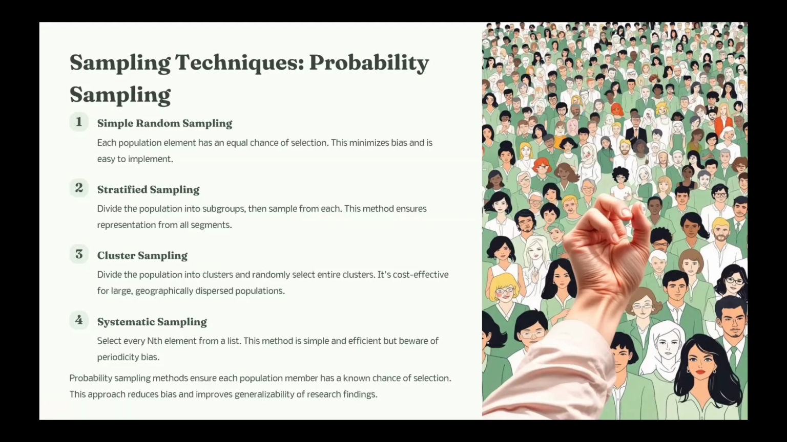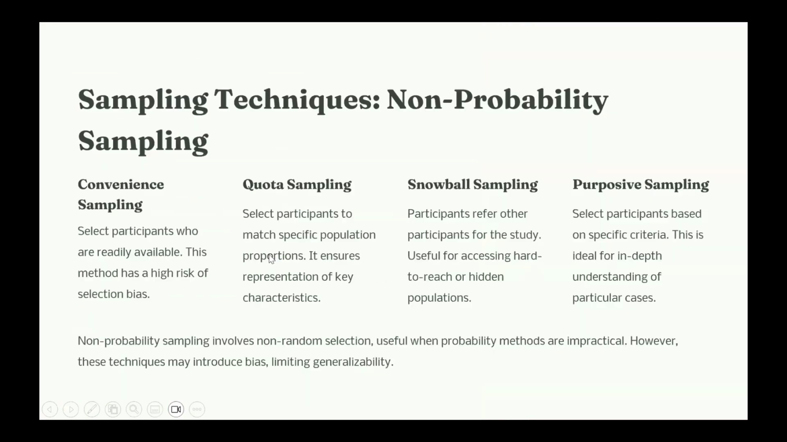We have talked about this extensively in our qualitative class. We also have what we call non-probability sampling techniques. Convenience sampling, which we have also talked about, is when you select participants who are readily available to you. You don't want to go too far. These ones are available here, let me use them. That is convenience sampling, and it is categorized as non-probability sampling. We have quota sampling, where you select participants to match specific population proportions to ensure representation of key characteristics. You already have some characteristics, maybe people that exhibit this kind of characteristics.